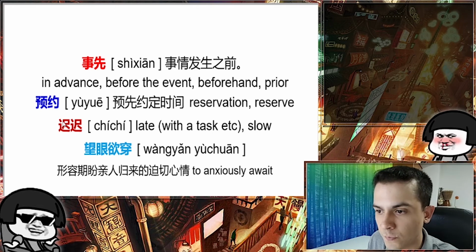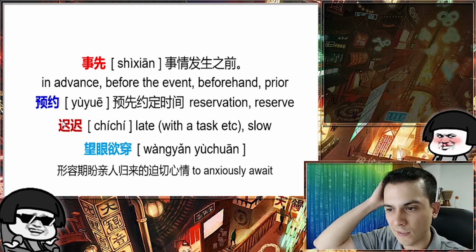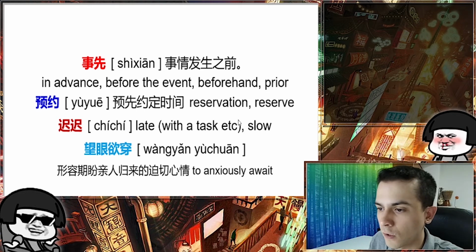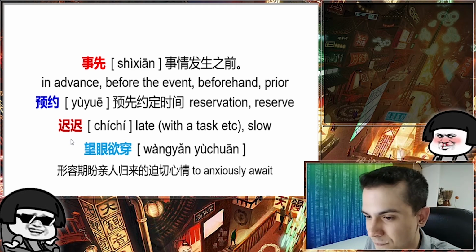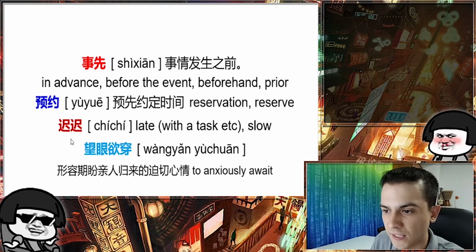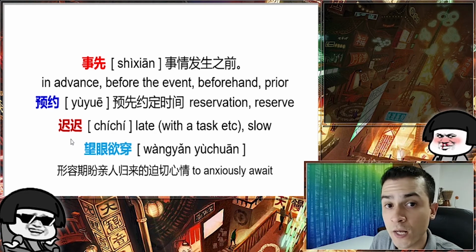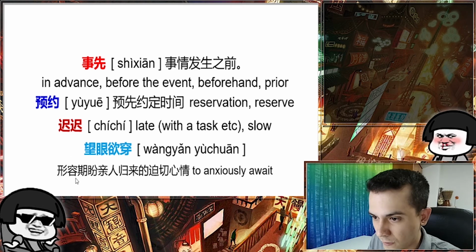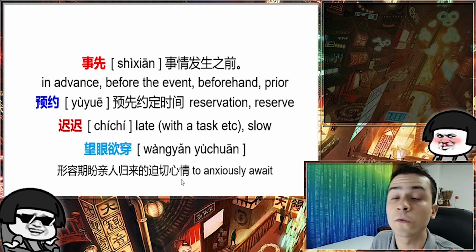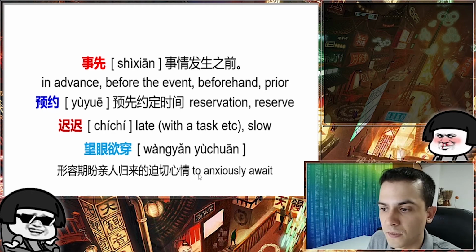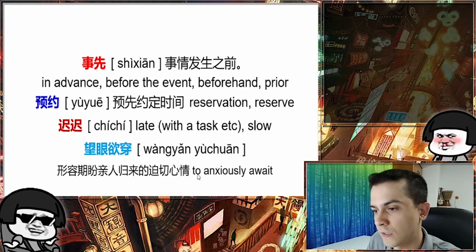Then we have 迟迟, which means late, in the sense that you are late in doing something. Slow. And the cherry on the cake is 望眼欲穿. Okay, 望眼欲穿, which is a 成语. So a very interesting one. This one describes someone who is anxiously waiting for someone to come back. Okay, to anxiously await someone.